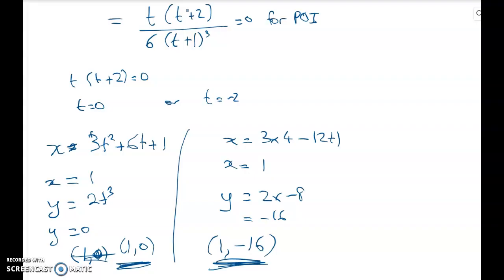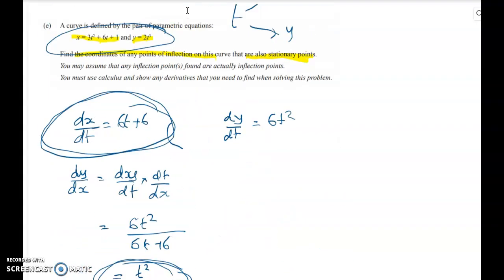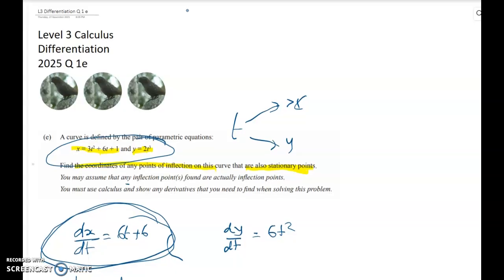So far we've got the coordinates, and if you read the question, it says you can assume that any inflection points found are actually inflection points. What they really mean is that we've found where the second derivative is 0, and we're just going to assume that they actually are inflection points. Now remember, an inflection point is where the concavity of the curve changes, and we can have inflection points where the gradient is 0 or where the gradient is not 0.